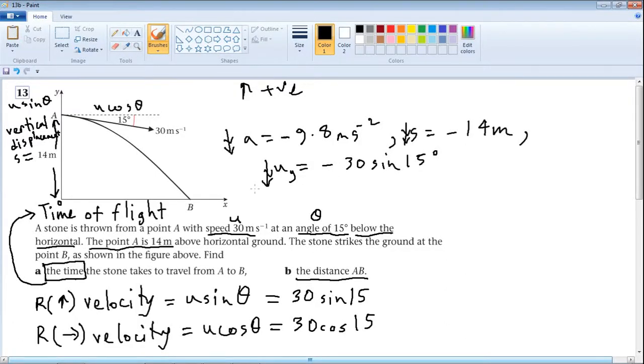Hi fellas, this is Schematics again to the solution. Now we are going to solve the second part of this question.